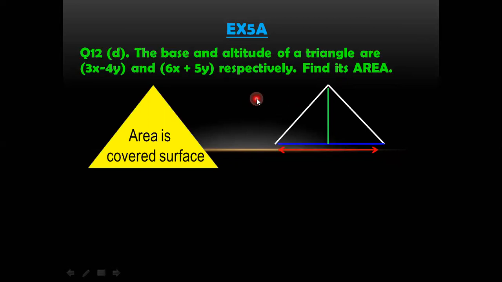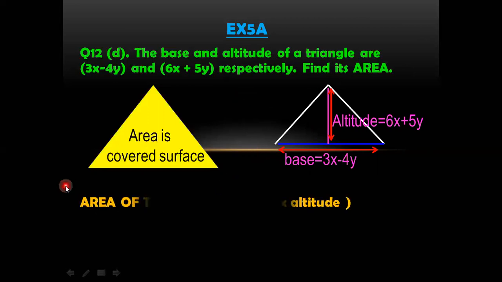Here you can see this horizontal line base. This is called the base of the triangle on which it is standing. The base is 3x minus 4y, and this vertical height, maximum vertical height, is the altitude of the triangle, and it is 6x plus 5y. And we know the formula of the area of the triangle. We will apply the formula, which is 1 by 2 multiplied by base multiplied by altitude.